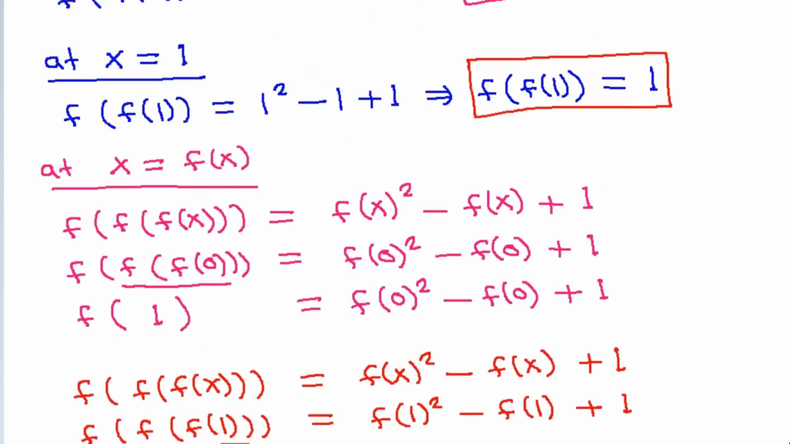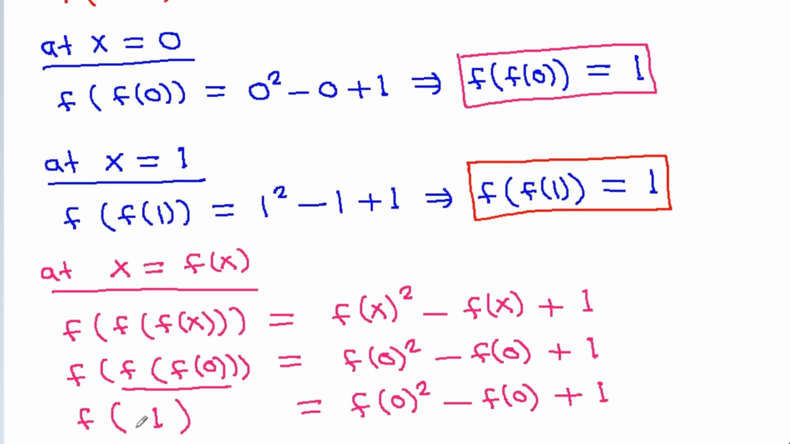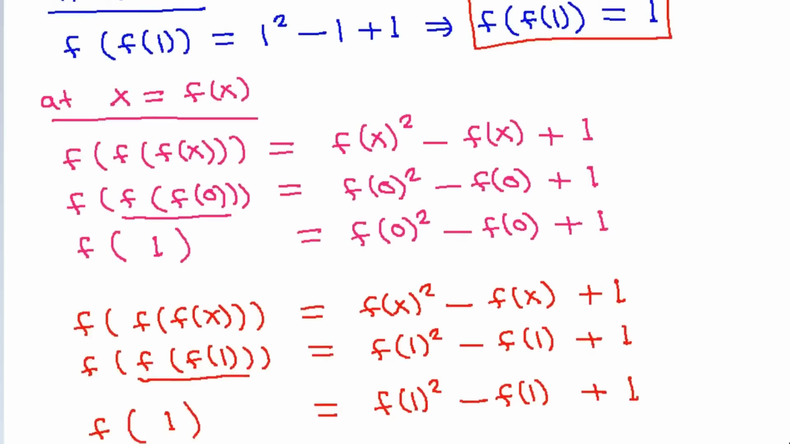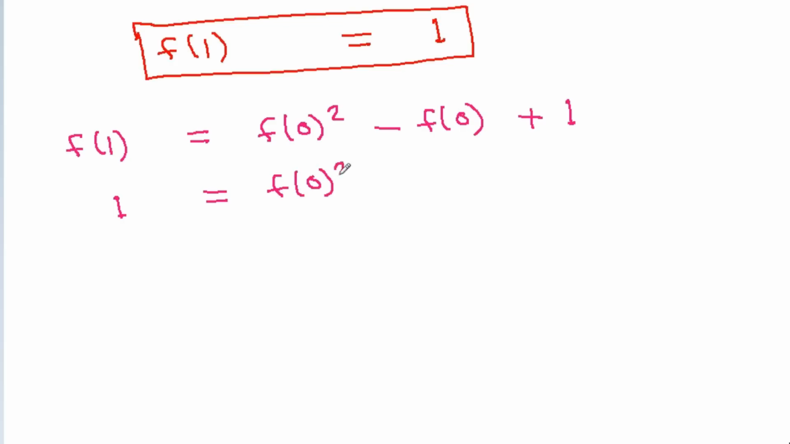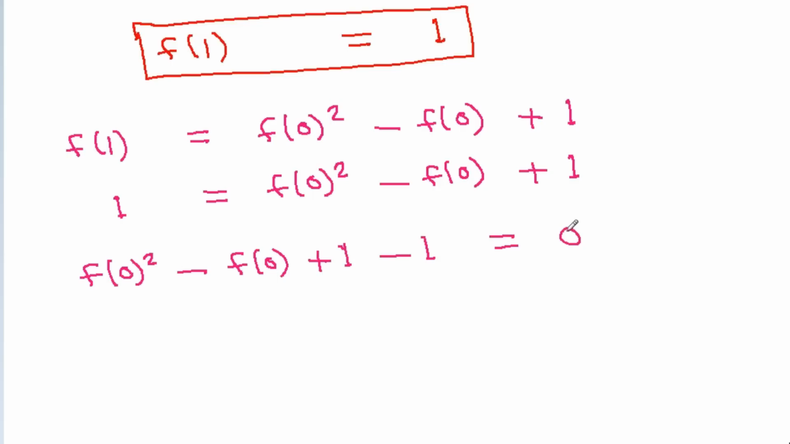And we have f(1) is equal to f(0) squared minus f(0) plus 1. And f(1), which is 1, is equal to f(0) squared minus f(0) plus 1. And it is f(0) squared minus f(0) plus 1 minus 1 is equal to 0. And 1 will get cancelled. So f(0) squared minus f(0) is equal to 0.